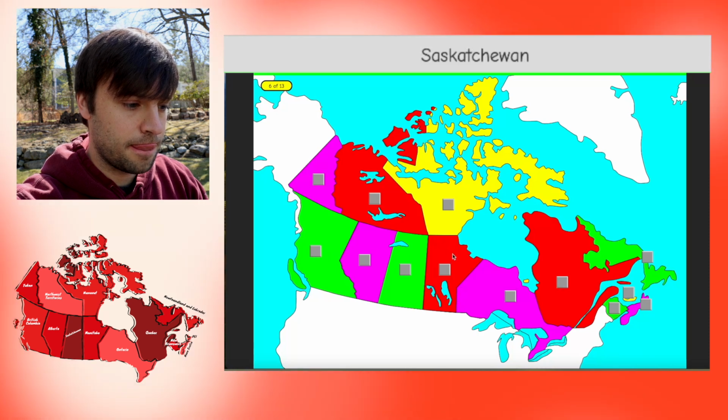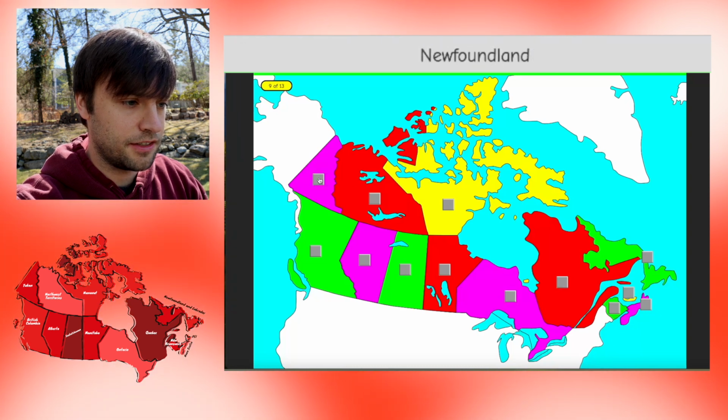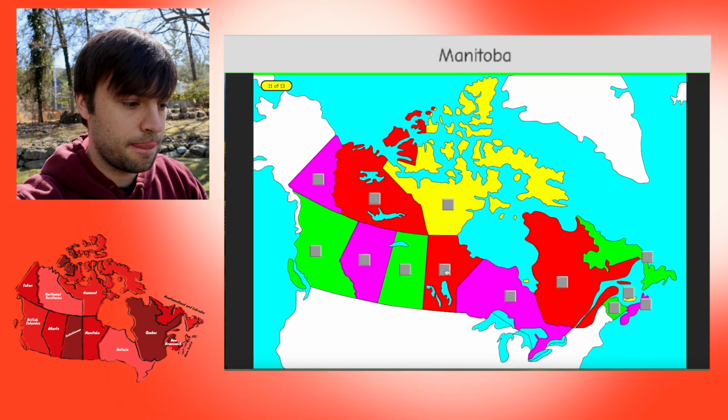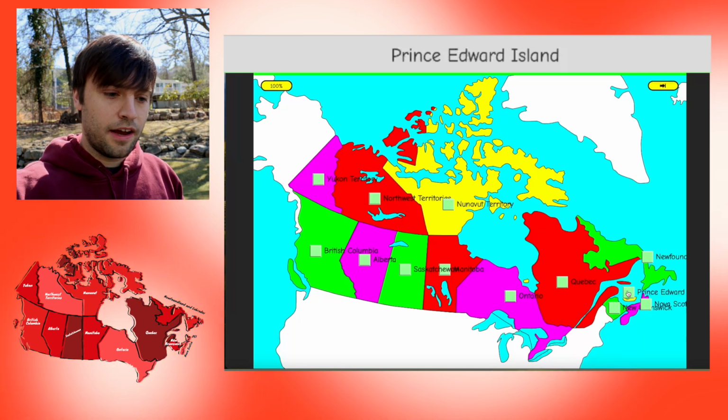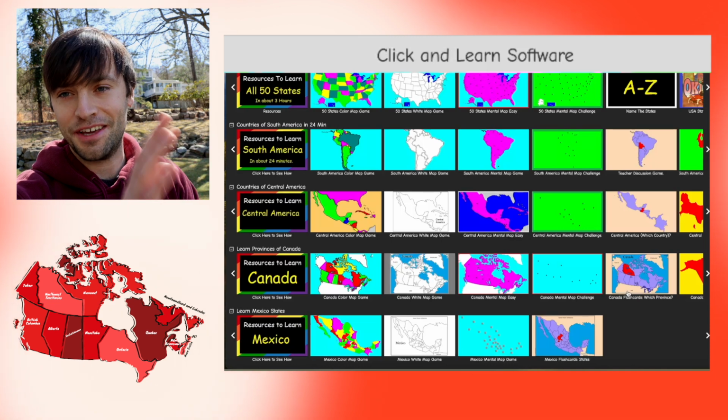Saskatchewan. Ontario. Yukon Territory by Alaska. Newfoundland. Northwest Territories right here. Manitoba. Prince Edward Island. We got 100%, but I don't feel as comfortable as I think I should be.